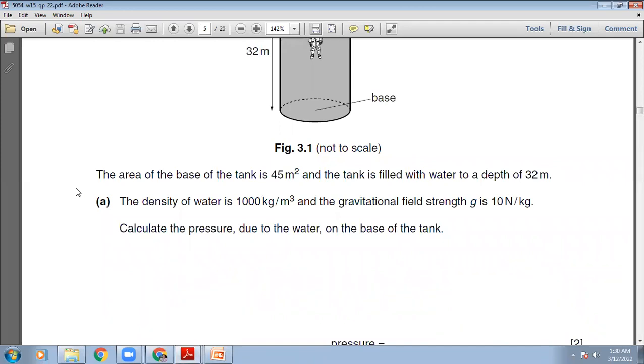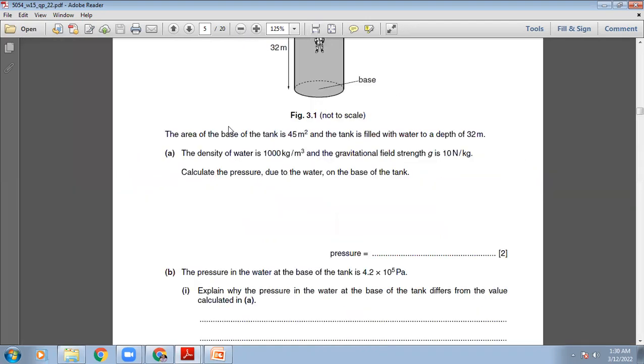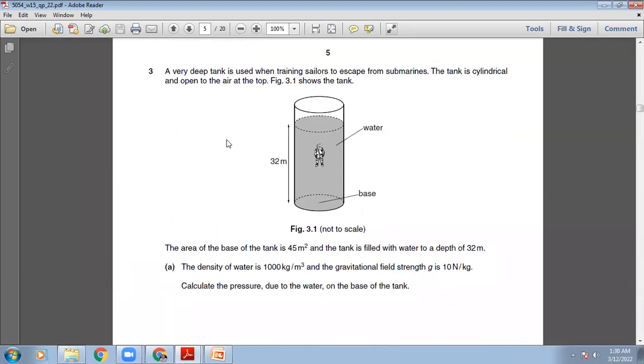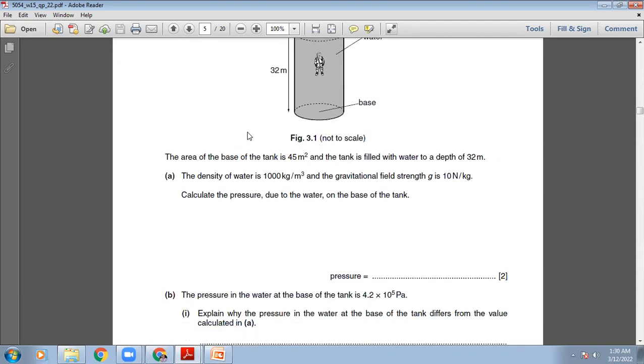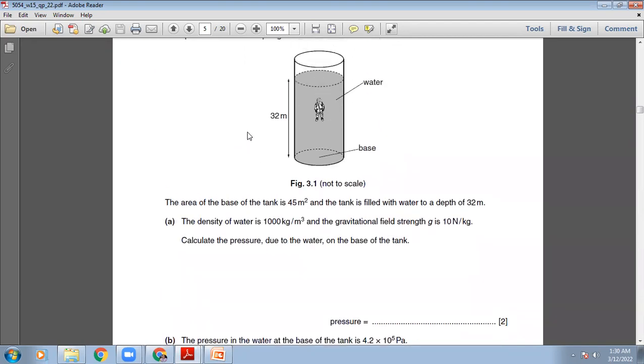The density of the water is 1000 kg per meter cubed, and the gravitational field strength g is 10 newtons per kg. Calculate the pressure due to the water on the base of the tank. So if you want to calculate the pressure of the water, the formula is very famous and very easy.